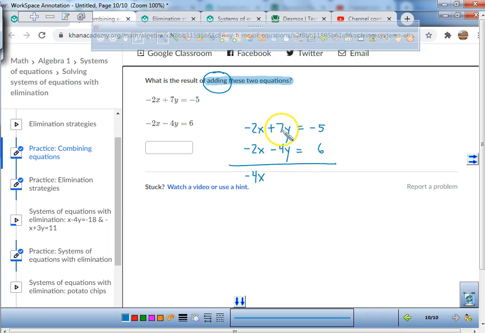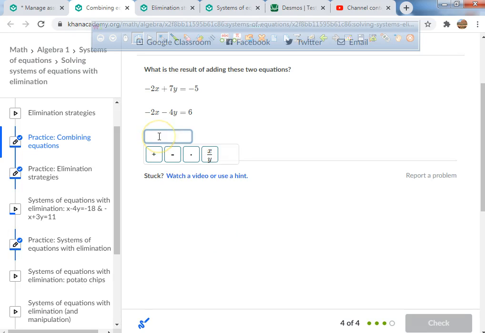7 minus 4 is 3. And negative 5 plus 6 is 1. So there we go. Just combine the like terms, add them together, and you're done. So negative 4x plus 3y equals 1.